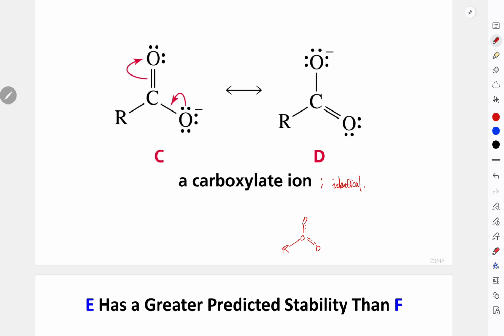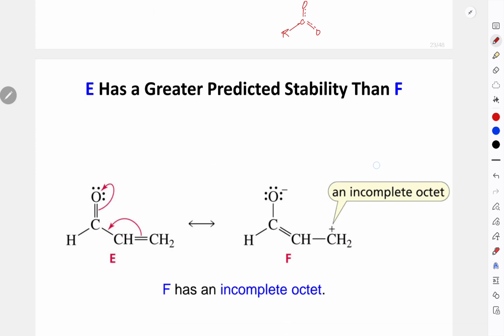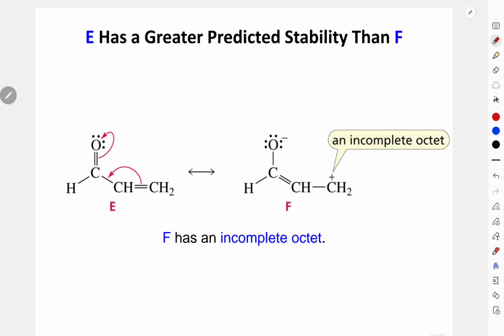In this case, these two structures are identical, so they have equal contribution to the resonance contributors. What about E versus F? You have the double bonds and also the ketone structure. Since this carbon is sp2 hybridized, you should be able to draw the second resonance contributor F. From E, you can draw the movement of the pi electron, so from E you should be able to draw F.